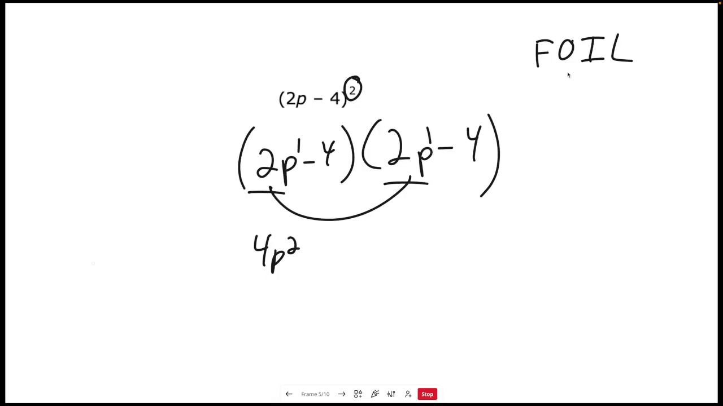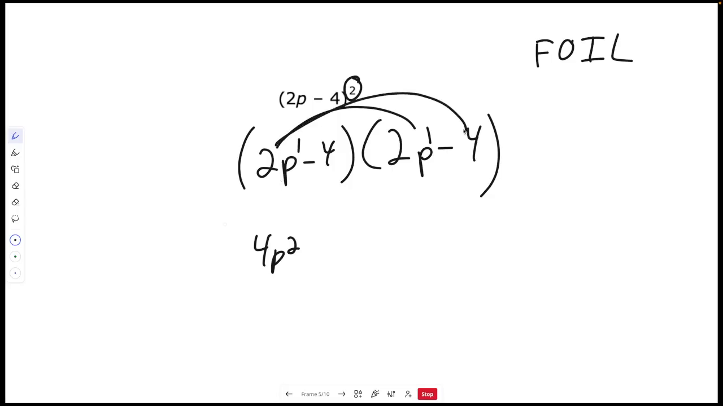Then O for the outer, actually let's do it like this, okay? And then you would do the outside terms, the outside of each parentheses. So that would be 2p and -4. So that would be minus 8p. Then we do I for inner or inside. So the 2 on the inside would be -4 and 2p, which would be -8p again. And then L for last is the last terms in each parentheses. So -4 times -4 is +16.